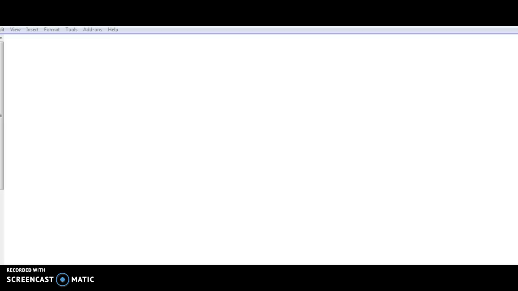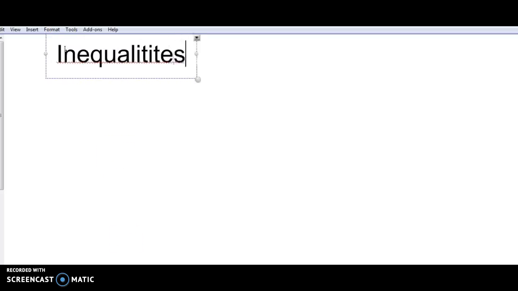I haven't done very many of these and the handwriting's a little bad, but you'll just have to bear with me. So if we're talking about inequalities, let me just type that up there because it's a whole lot easier than writing. Inequalities. Can't even spell. There we go.